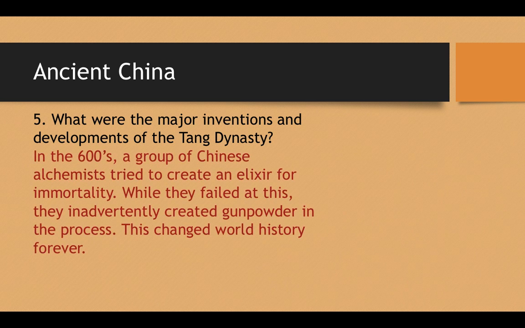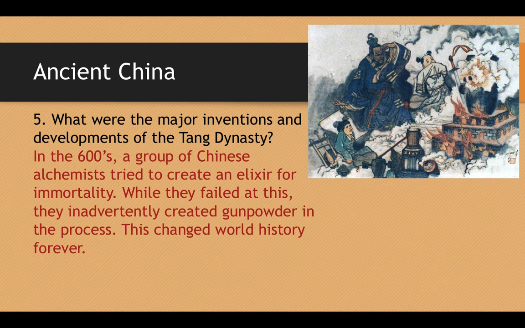and there were also a lot of major inventions and developments during the Tang Dynasty. So in the 600s, a group of Chinese alchemists, which are basically people who try to turn different elements into gold, they tried to create an elixir, which is like a potion, for immortality. Now, obviously, they failed at this because they're dead, but they inadvertently created gunpowder in the process. Now, could you imagine a world without gunpowder? How different everything would have been if gunpowder had not been invented. So this completely changed world history forever.